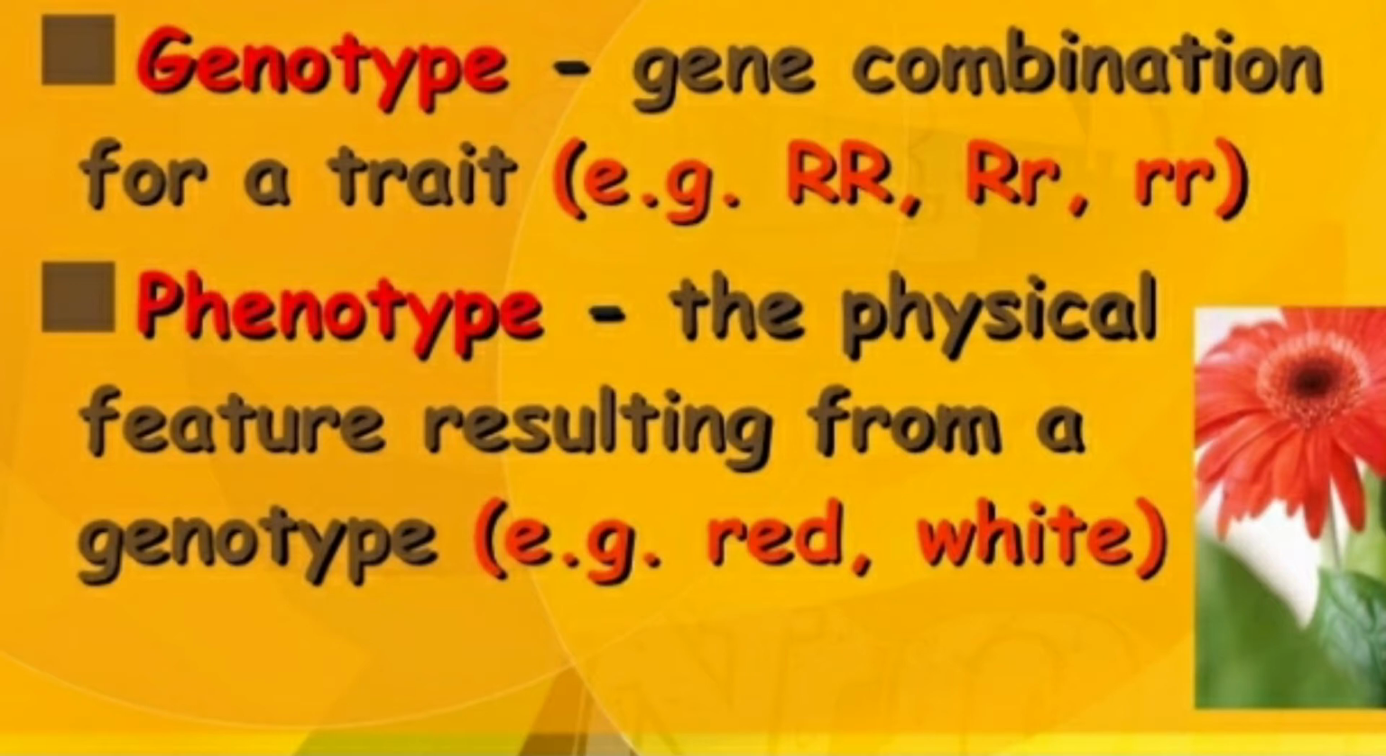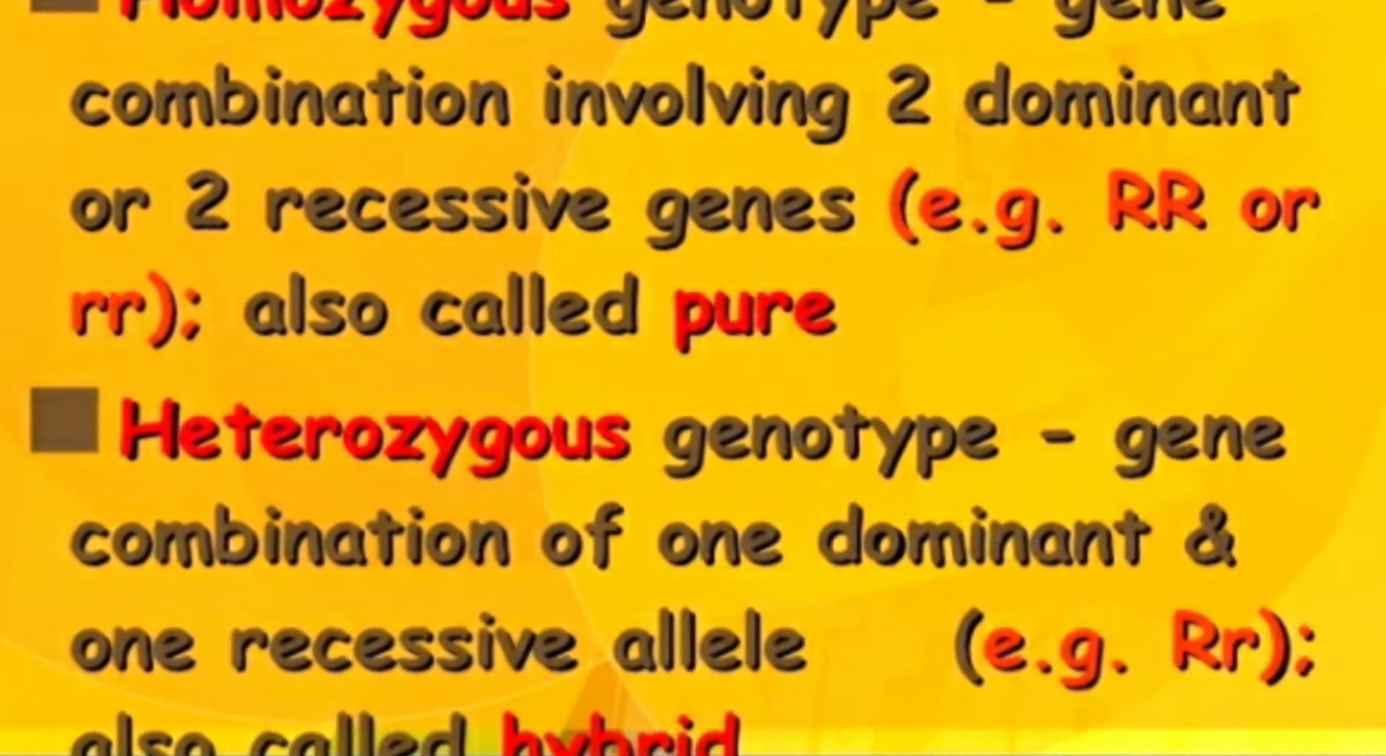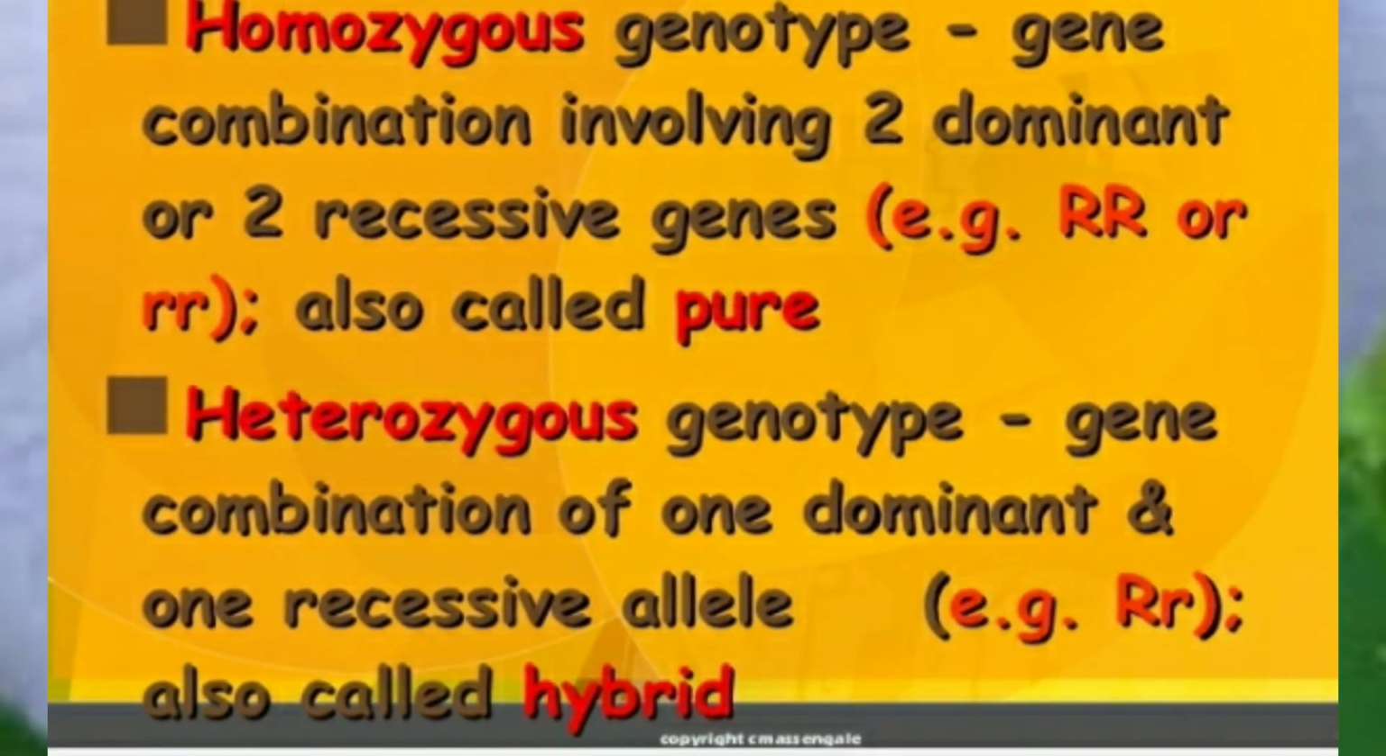And what is phenotype? The physical features resulting from a genotype. For example, red and white. We call it phenotype. There are two types of genotype, children: homozygous genotype and heterozygous genotype.